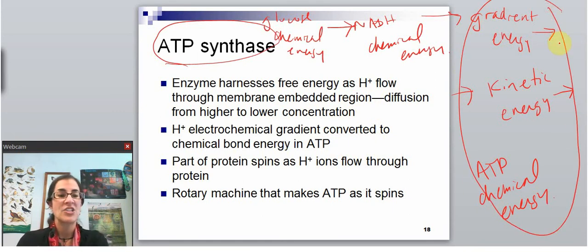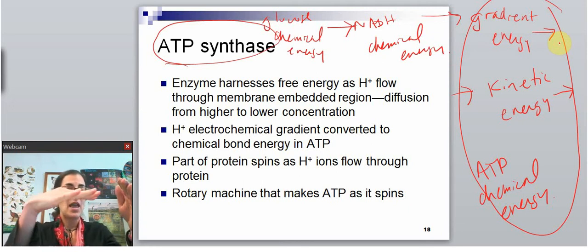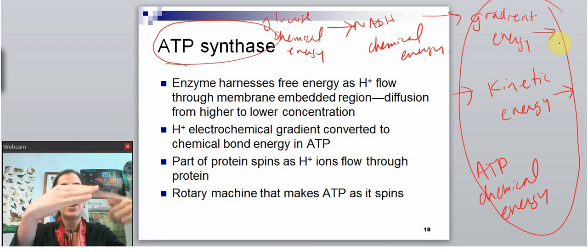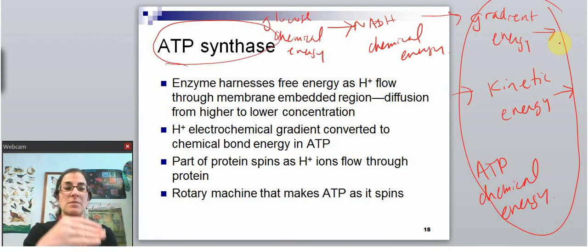The best analogy I can give you is a wind turbine. So think about how the wind hits the turbine, and when the wind hits the turbine, it causes the turbine to spin. And then in a complex process, the spinning of the turbine can get turned into electricity that we can use to light our light bulbs, right? Kind of the same thing happens inside of ATP synthase.